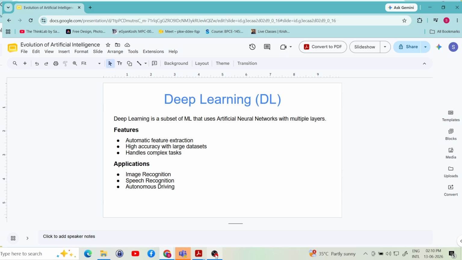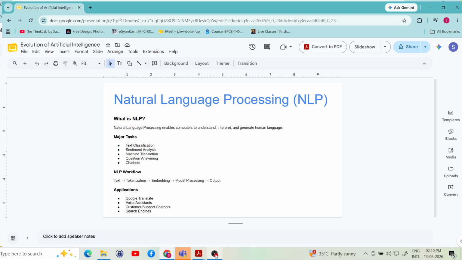Like ANN, artificial neural network, convolutional neural network, and the recurrent neural network. LSTM is also there that overcomes the problem of the recurrent neural network. We will discuss it later in an upcoming video, right? Now I'm coming to natural language processing, right?